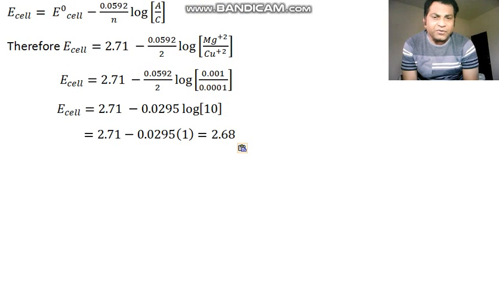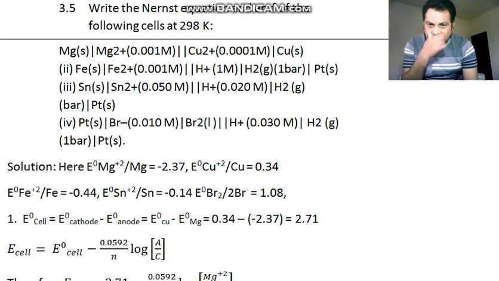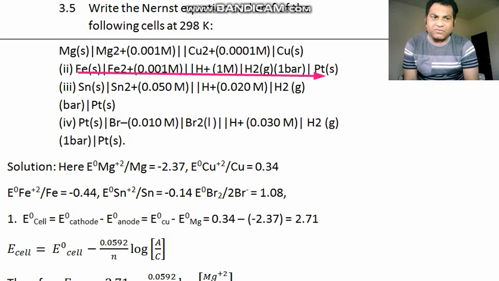Replacing the value, we are getting Mg plus 2 ની જગ્યા પર 0.01. હવે આ બે ડિવાઇડ થશે, 10 થઈ જશે, log 10 1 થાય છે. So this will be the total answer: 2.71 minus 0.0295 into 1 is equal to 2.68, that will be the answer. Okay, so the first question is solved, and now I am going to do the second question. This is our second question, and I am writing this value there.